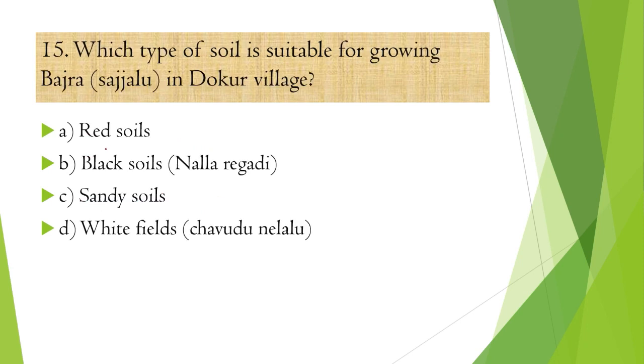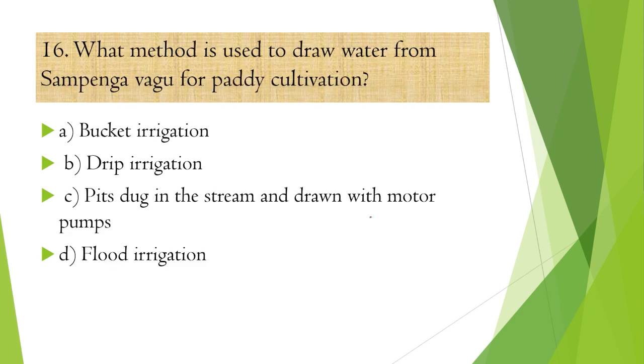Which type of soil is suitable for growing Bajra in Dokur village? Bajra is nothing but Sajjalu. So where do they cultivate? In white fields or Chavudu Nelalu. What they can cultivate means Bajra or Sajjalu.